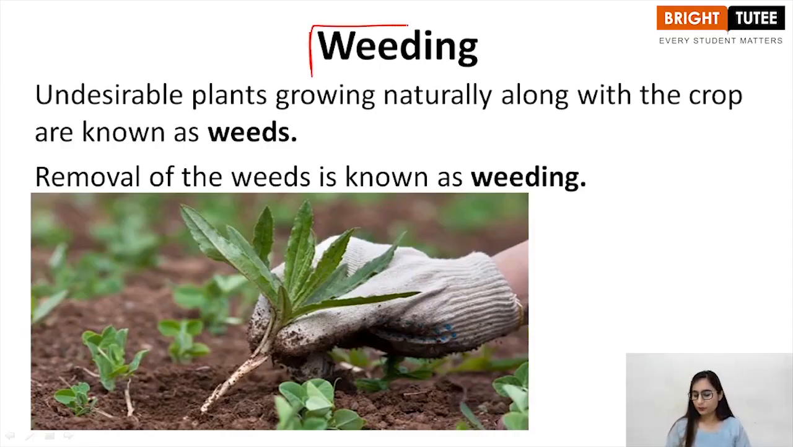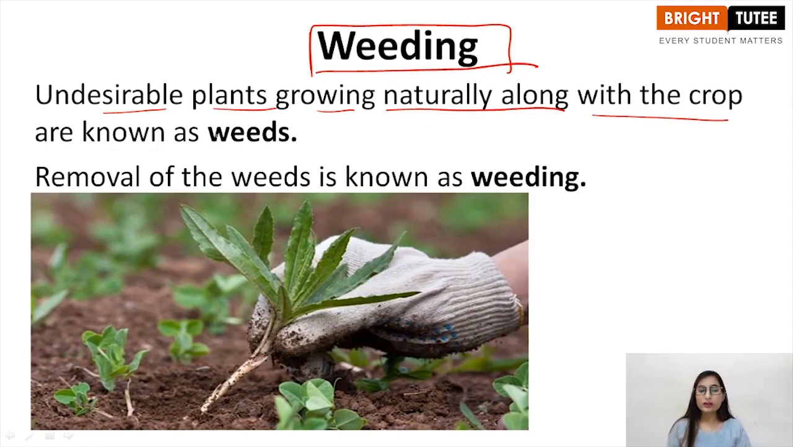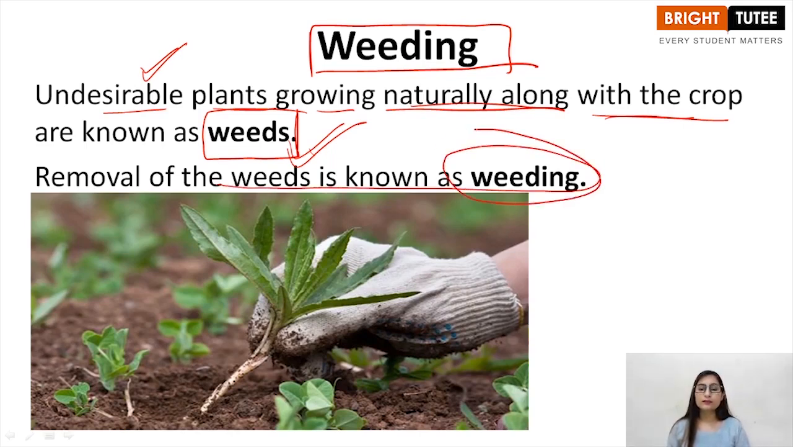Weeding, right? Let us see what weeding is. Students, undesirable plants growing naturally along the crop are known as weeds. As you know, the crops are grown at a huge scale, right? So in a large field, there are many undesirable plants, right? There are many undesirable plants which grow naturally along the crop, right? They grow naturally. They are present already in the soil and they just grow with the help of the water and the fertilizers which are provided to the crop. So these undesirable plants that grow naturally are known as weeds, and the removal of the weeds is known as weeding. The removal of these undesirable plants is known as weeding, right?